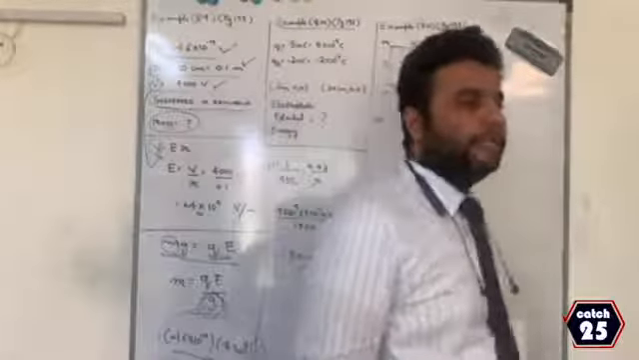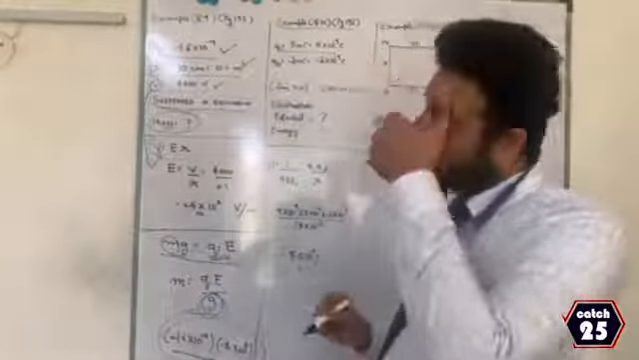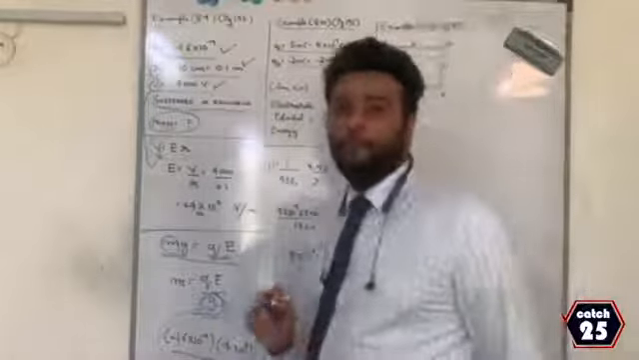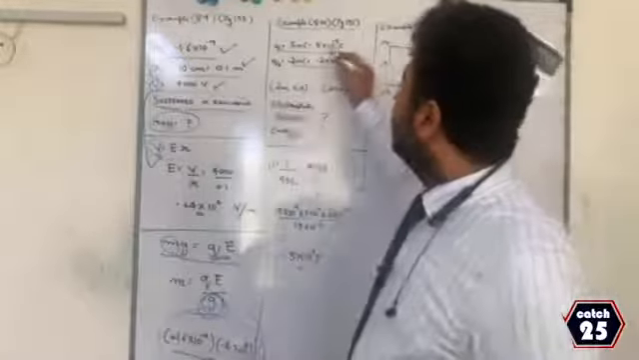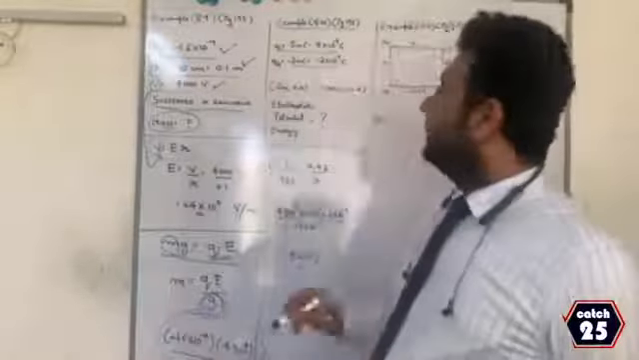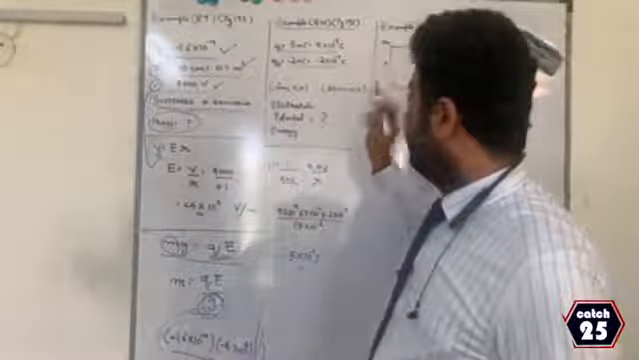question, you will see the data I have written on the board. They have given charge 1, 5 nanocoulomb. They have given charge 2, minus 2 nanocoulomb. And you know nanocoulomb is 10 power minus 9 coulomb. Therefore, Q1 is 5 into 10 power minus 9 and Q2 is minus 2 into 10 power minus 9.